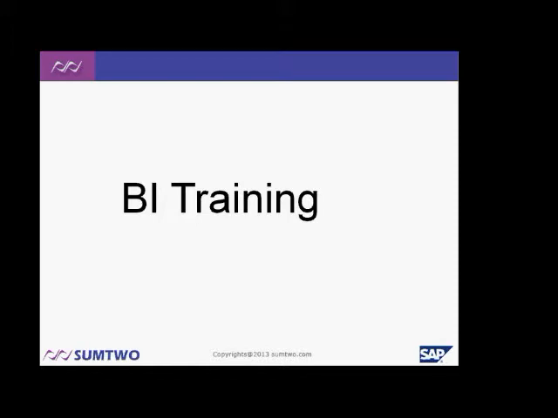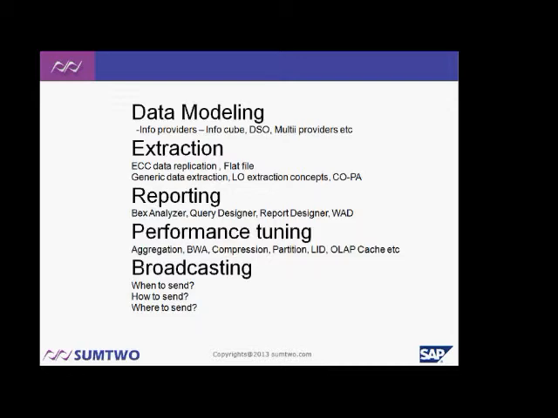Now let's look at the training details for BI. We will be concentrating on 5 major areas for BI. We will start with data modeling, and then we will move on to extraction, reporting, performance tuning and broadcasting. What is data modeling? Data modeling is the process of converting the OLTP transaction data into InfoCubes, DSOs or multi-providers. The underlying data model for an InfoCube is the star schema or the extended star schema.